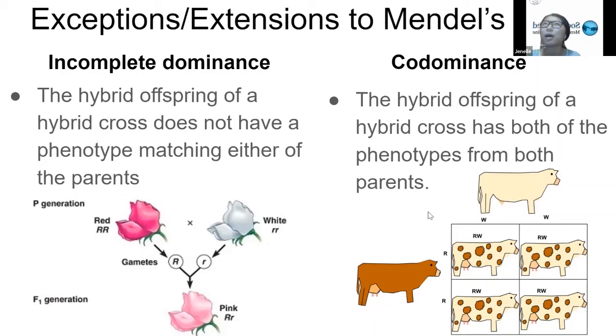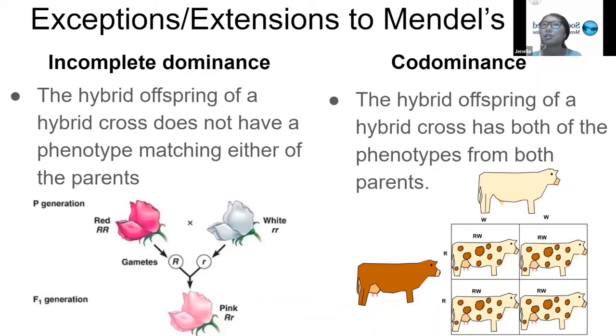I think another popular example used in textbooks is the spotted and dotted lentils. So spotted as one phenotype and dotted as another phenotype, and when you also cross those, the resulting offspring have both the spotted and dotted.